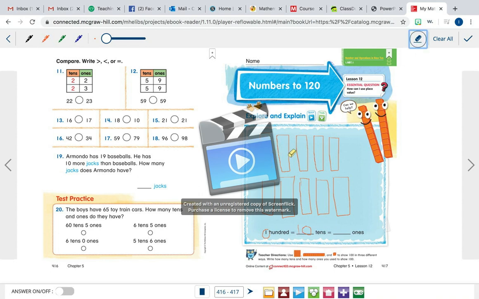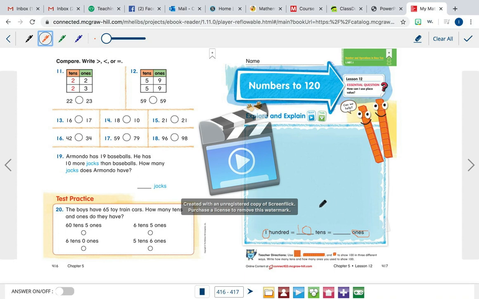So, let me erase this real quick. So after we finish getting our tens, we need to figure out, how many ones will it take to get to 100? Let me just finish erasing this. Sorry, my friends. Technical difficulties. Okay. So, how many ones will it take to get to 100?